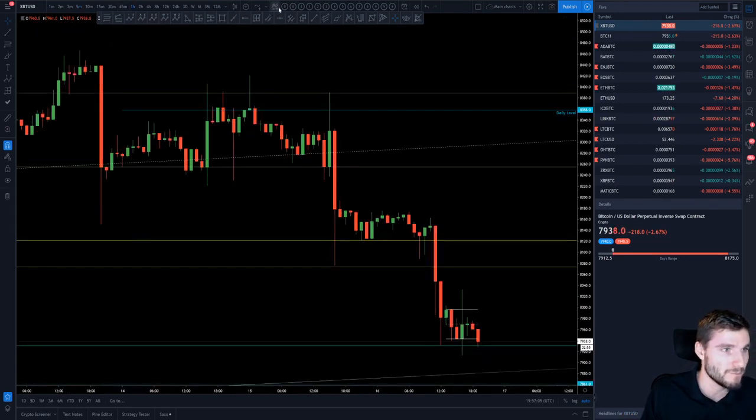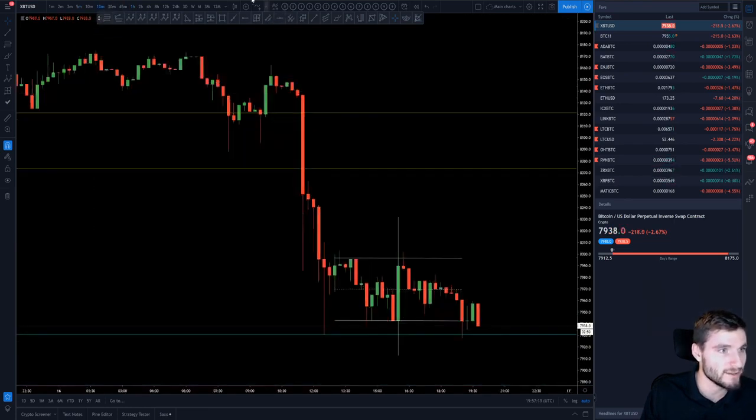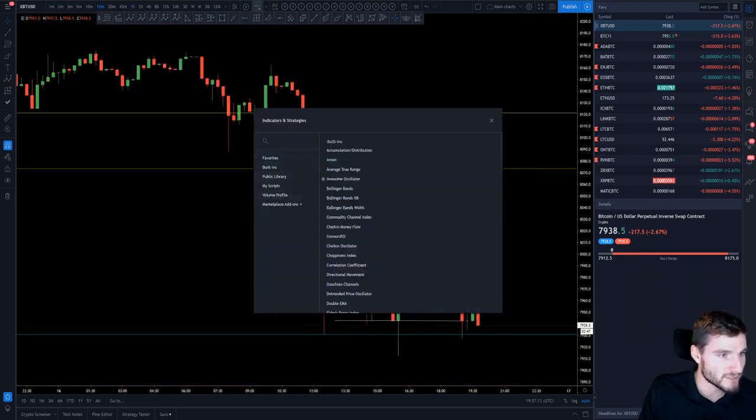100%. I bet you're oversold. Let's go up to the 1 hour. I bet you're oversold here. Where the hell is the... Oh yeah, I don't have it here. Let's just load up RSI and see, shall we?